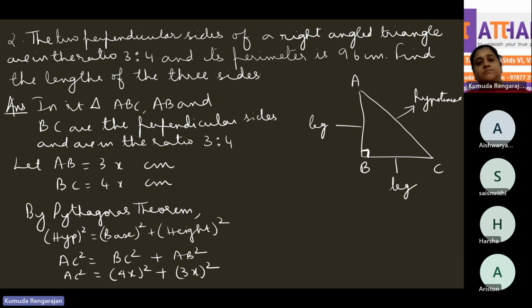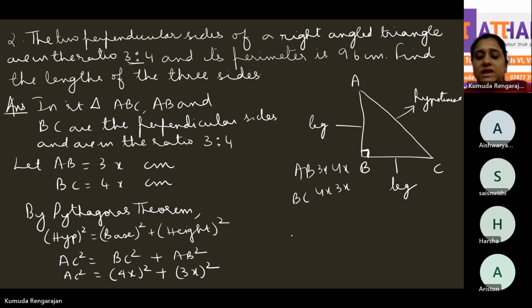Understood this one, children? So here the perimeter of the right triangle is given. We know that perimeter is the sum of the three sides of the triangle. AB plus BC plus AC is equal to 96. The legs or the perpendicular sides are given to be in the ratio 3:4. Which are the perpendicular sides? AB and BC. So we'll call them 3x and 4x because 3:4.